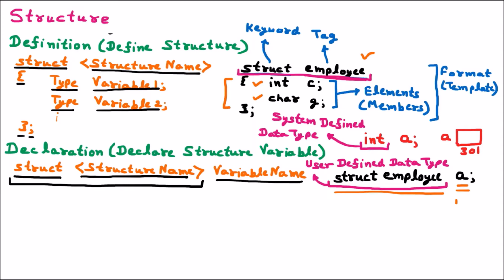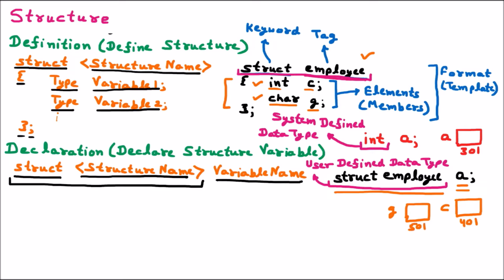Here the first part will be c. That c is nothing but the int c. That means it has some address, let's say 401. And the second block will be reserved. We know that is g. So corresponding to a, we will have one more block, that will be g. And g is the character, and let's say the address is 501.